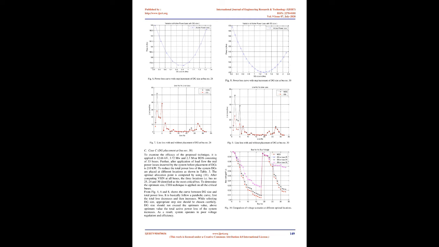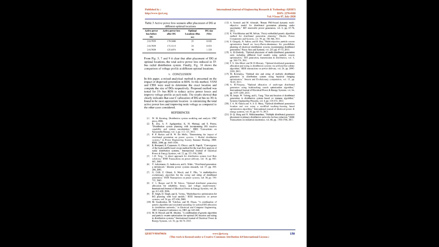Case B, DG placement at bus number 24. From the VSNI table, it is clear that bus number 24 is the most critical or weakest bus of the system. This weakest bus is identified as the optimal DG allocation point. Further, the DG size is computed using the CISS technique. Case C, DG placement at bus number 30.